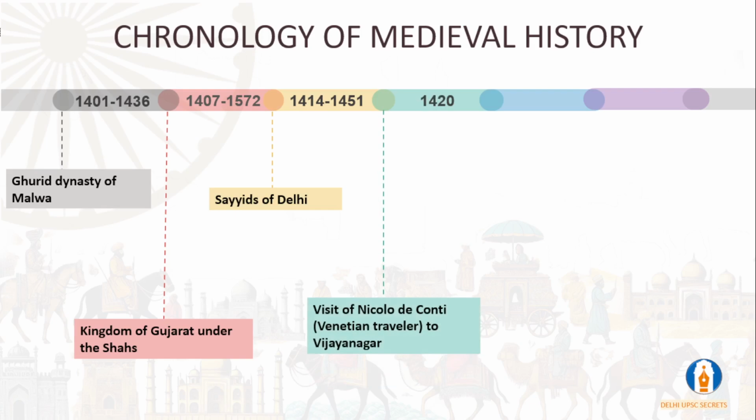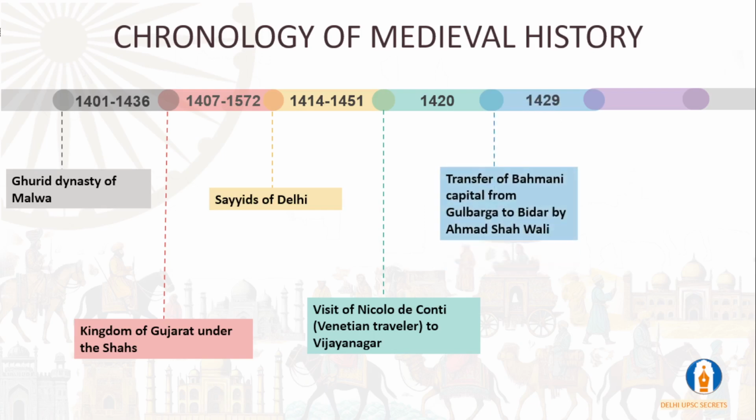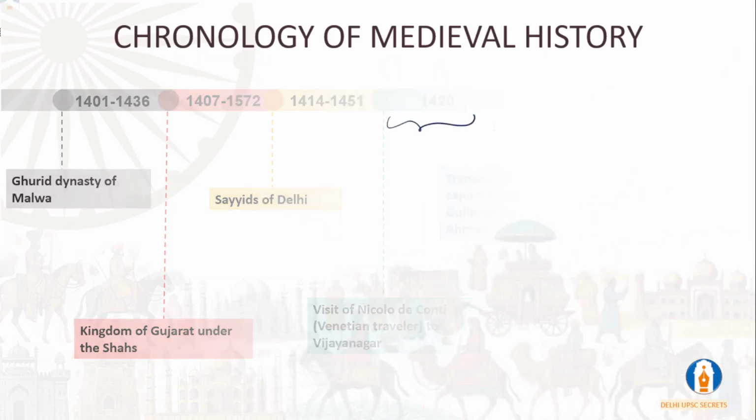Then in 1420 AD, we see the visit of Niccolo di Conti to the Vijayanagara Empire. 1429, there was the transfer of the Bahmani capital from Gulbarga to Bidar by Ahmad Shah Wali. Then 1435 to 1542 AD is the reign of the Gajapati rulers in the Odisha region.